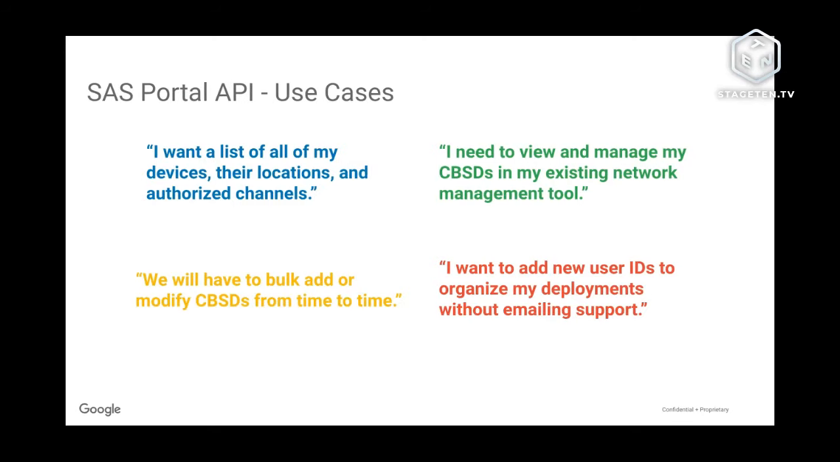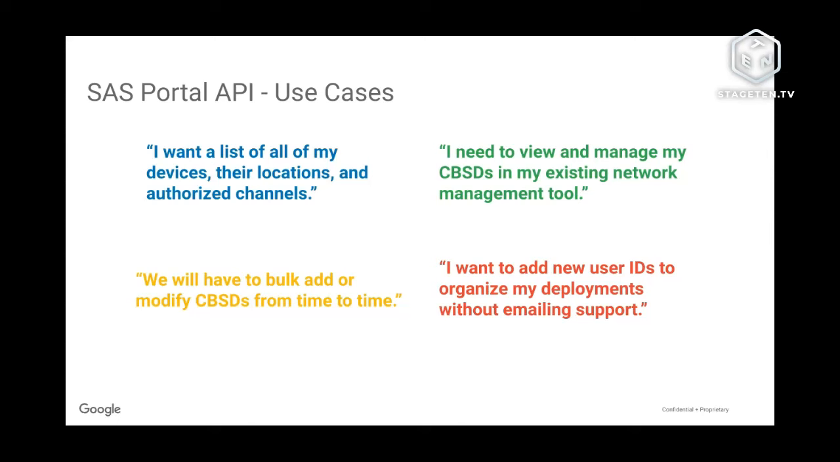Okay, so what are the common use cases that customers email asking us about where we've provided the SAS Portal API? Going one by one: I want a list of all of my devices, their locations, and authorized channels. Often customers will say, can you generate a CSV of this for us? Or is there a way for me to get a list of all the details of all my CBSDs? The list view in the SAS portal doesn't provide the parameters that I'm looking for. You can actually do that using the SAS Portal API.